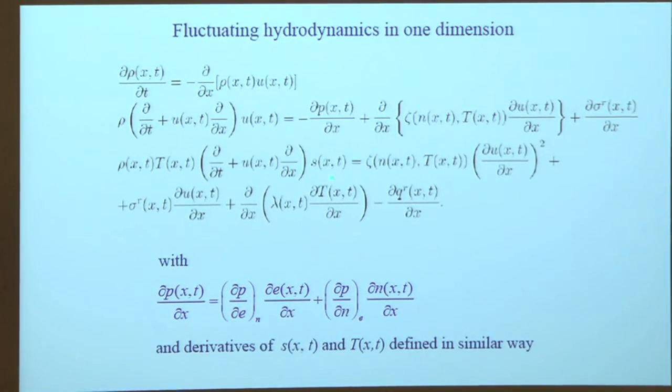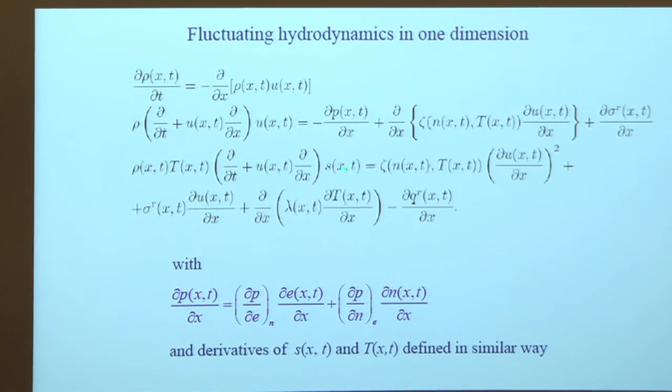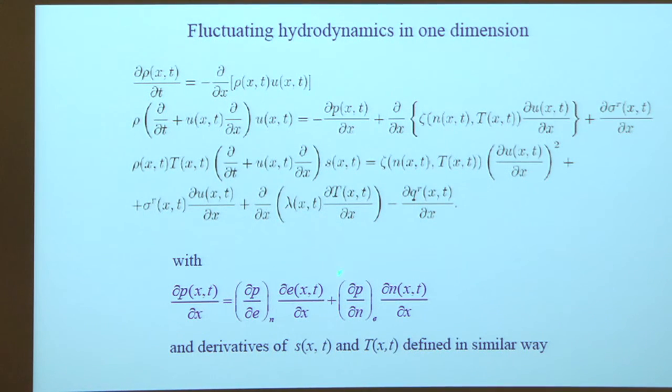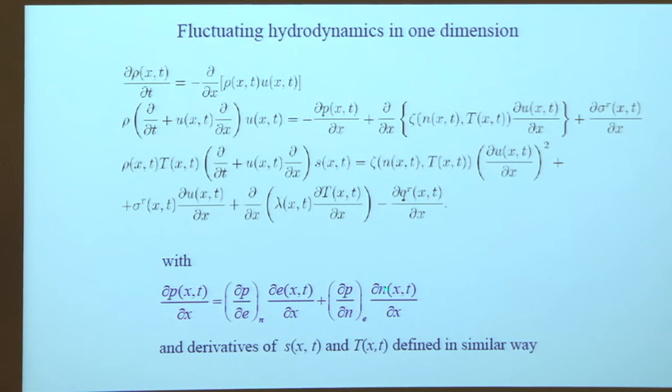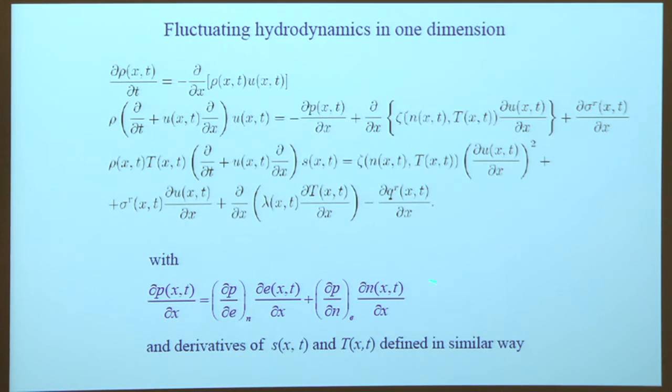And the heat equation is written as an equation for the entropy density. But the entropy density is really defined in terms of energy density and deviation of the number density. So here is an example for the pressure. The dP is defined as the ∂P/∂E at constant n, times dE, plus the ∂P/∂n at constant E, times dn, and the same for the time derivatives. So that assumes this form. There's a nonlinearity, there is Fourier's law, and there is also a fluctuating current.